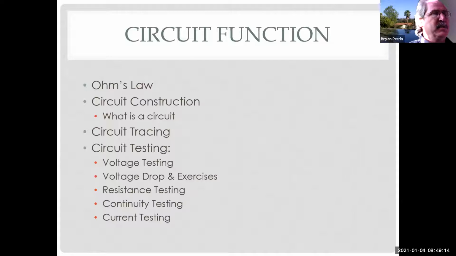We're going to talk about resistance testing and why the book is fundamentally wrong on how they tell us to do resistance testing and why it doesn't work. We're going to talk about continuity testing, and we're going to talk about current testing. And current testing is pretty high level. Because of Ohm's law, I can measure the current and get the resistance. So in other words, we have three things here, and I can use voltage to measure resistance, and I can use current to measure resistance.